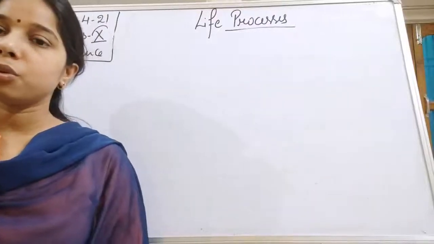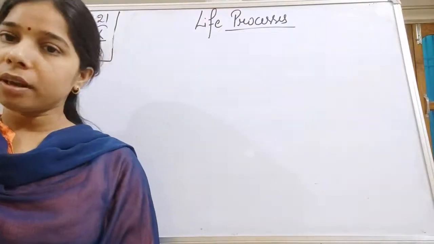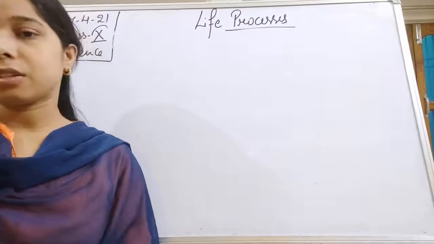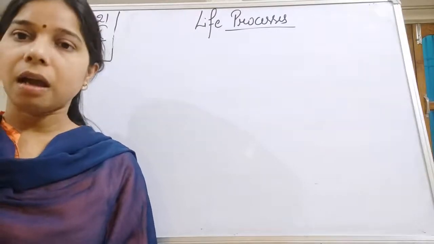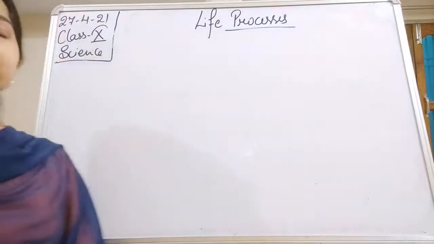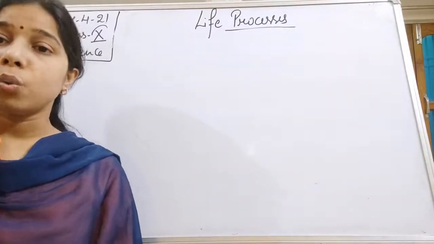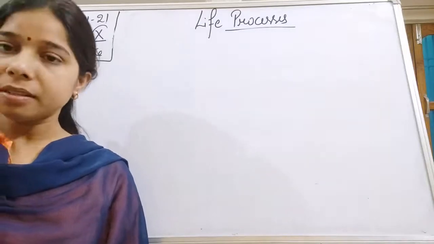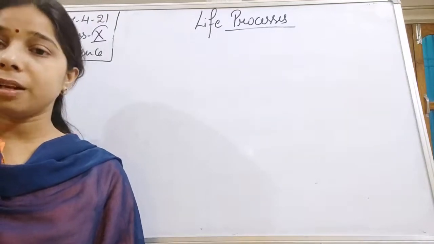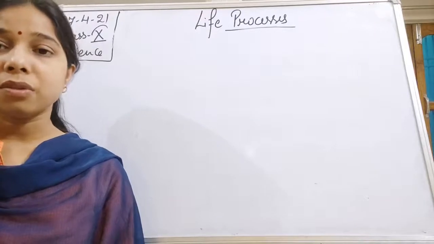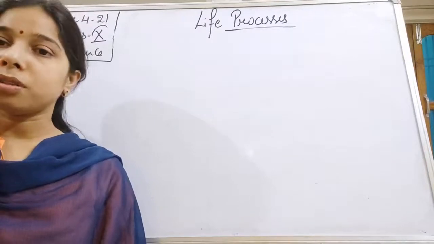Hello students. In the previous class in this chapter, life processes, we were talking about the conductive tissues. In these conductive tissues, we had discussed xylem and phloem. We have seen that the xylem involves xylem vessels and tracheids. The role of the xylem vessels and tracheids is that they help in transporting water and minerals from one part to the other, and this continues till the water reaches the leaves.